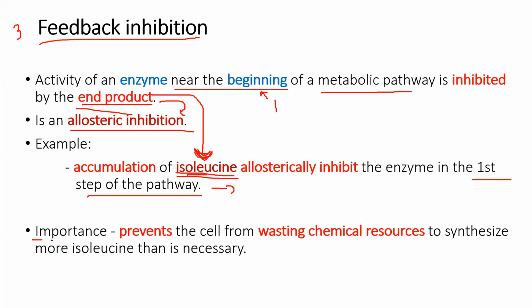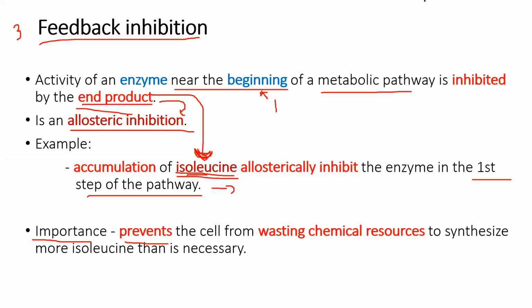So what is the significance of feedback inhibition? It prevents the cell from wasting chemical resources to synthesize more isoleucine than is necessary. So maksudnya apa kepentingan ataupun kebaikan feedback inhibition ni supaya nak memastikan sel ni tak waste chemical resources. Sel tu hanya akan menghasilkan end product pada kadar yang sel perlukan.